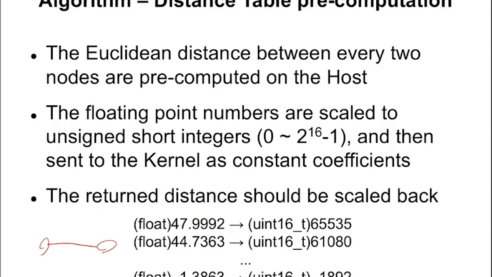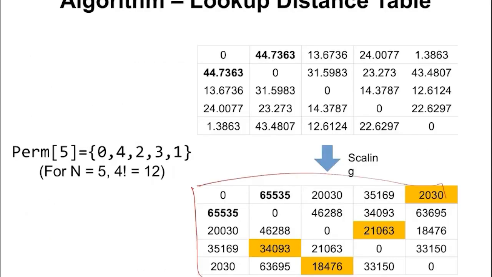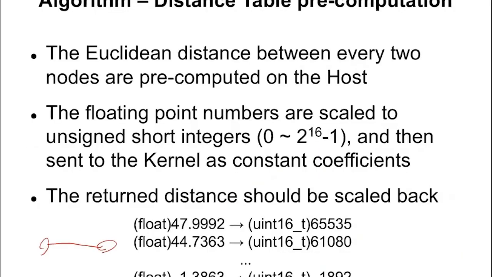The Euclidean distance between every two nodes is pre-computed and saved into a table. So the floating point numbers are scaled to unsigned short integers. We find the minimal possible distance is 0. The maximal distance will be mapped to 65535, which is the maximal number for unsigned short integers. The returned distance should be scaled back to floating point numbers.